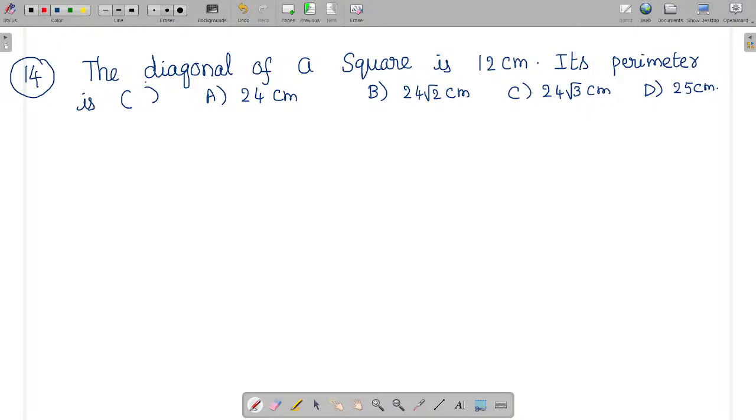So the diagonal of a square is given, that is 12 centimeters.